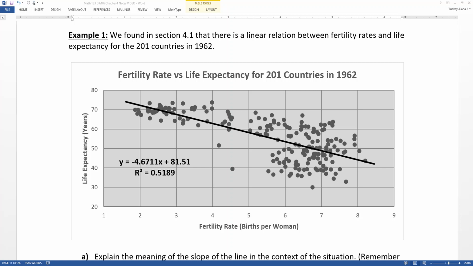So now let's put together everything that we learned about the least squares regression line for a particular problem. And in so doing, we'll learn what it means to be a least squares regression and why that's the best fit. So we found in section 4.1 that there's a linear relationship, more or less, between the fertility rates and the life expectancies for the 201 countries of 1962.